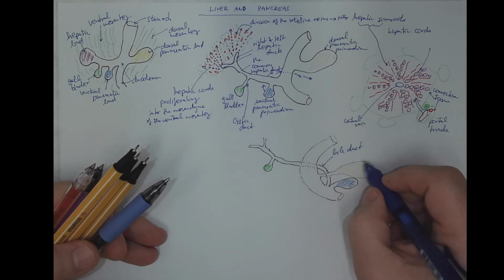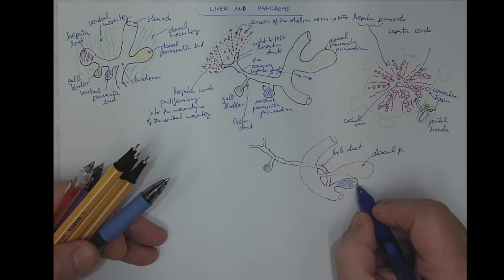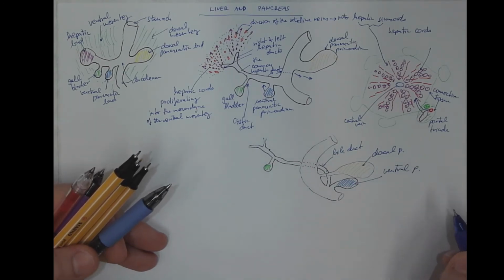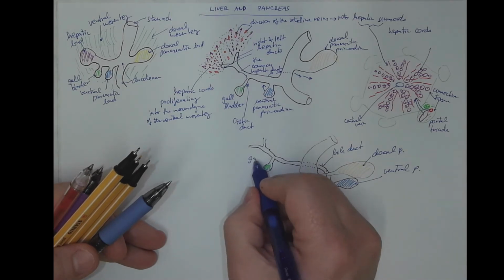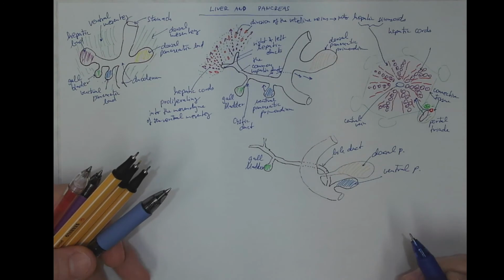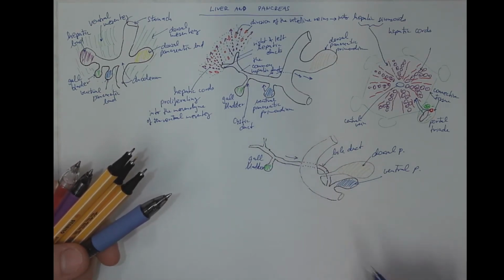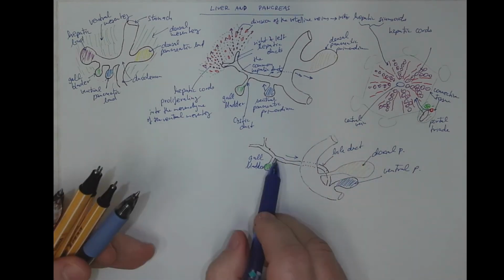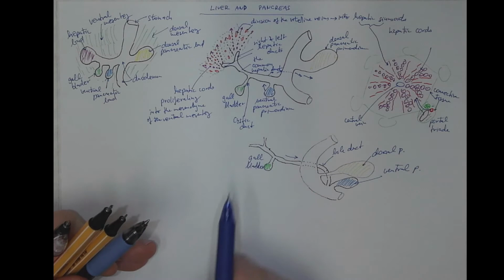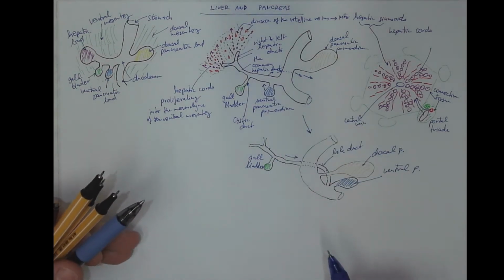The bile duct, the dorsal pancreas, the ventral pancreas, gallbladder, and the bile duct here. The rest is the same as the common hepatic and right and left hepatic ducts. So this is the outcome of this rotation.